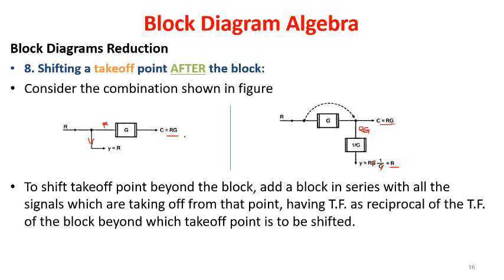Thus, to shift a takeoff point beyond the block or after the block, add a block in series with all the signal, that is the reciprocal of the transfer function of the block whichever is there beyond the takeoff point which is to be shifted. So whenever you are shifting, remember the forward block and its reciprocal has to be shifted. Need not touch this block. The blocks of this one will remain there itself only.